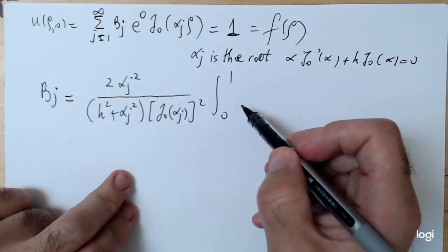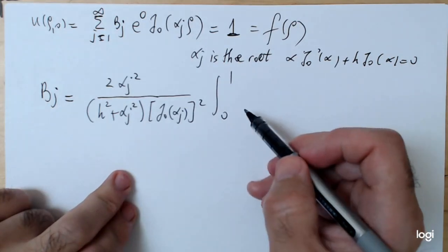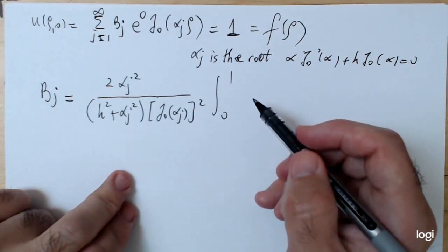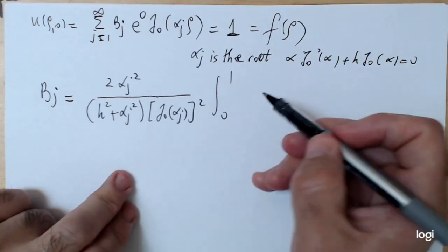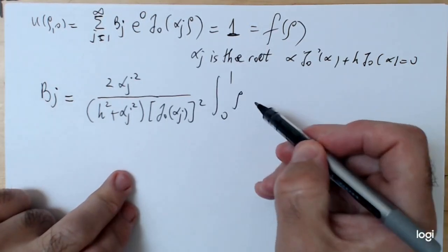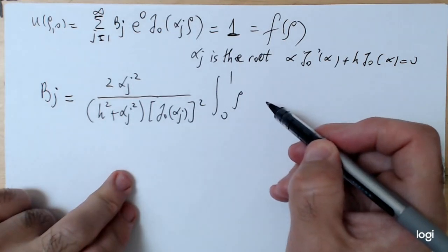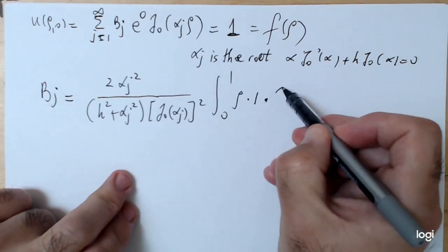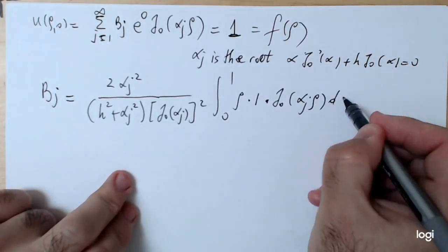Weight function is x. Well, I mean, I guess we could use just rho, right? Because the weight function is rho. That's a dummy variable anyway, so it doesn't matter as much, but let's just use rho to be consistent with the notation so far. So rho, the function itself, f of rho, is going to be 1, and then J naught of alpha j rho, d rho.